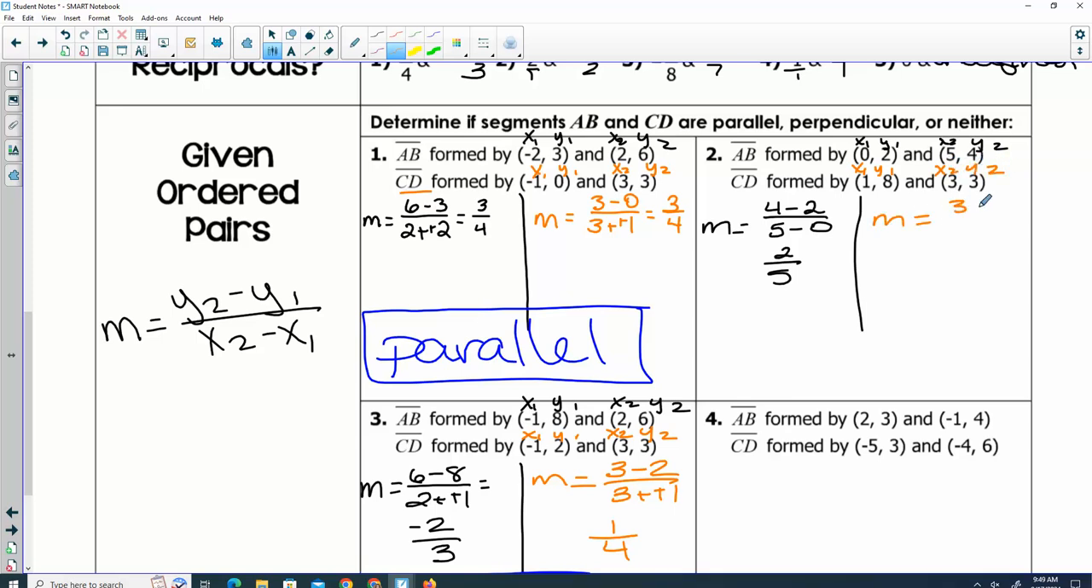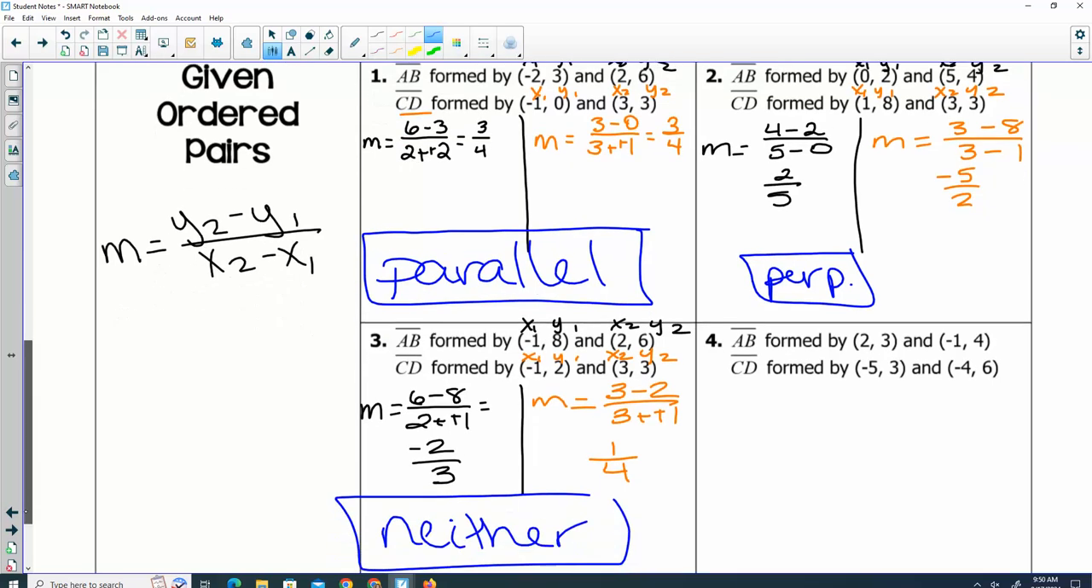So y2 minus y1 over x2 minus x1. So 3 minus 8 is negative 5. 3 minus 1 is 2. So I'm looking at my slopes. One's positive, one's negative. 2 over 5, 5 over 2. What does that tell me? It's perpendicular. They are total opposites. They are flipped, and we change the sign.